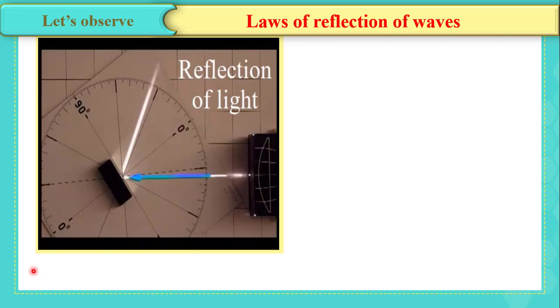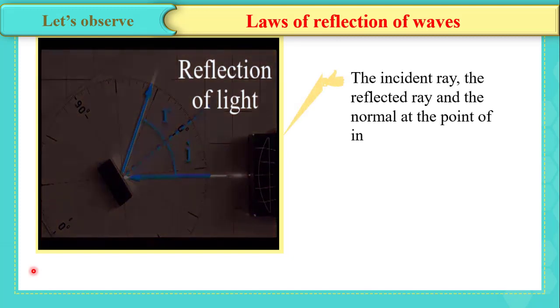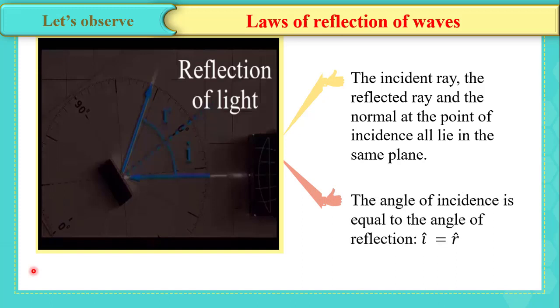And always the angle of reflection is equal to the angle of incidence. Then, the first law of reflection is that the incident ray, the reflected ray, and the normal at the point of incidence all lie in the same plane. The second law of reflection is that the angle of incidence I is equal to the angle of reflection R.